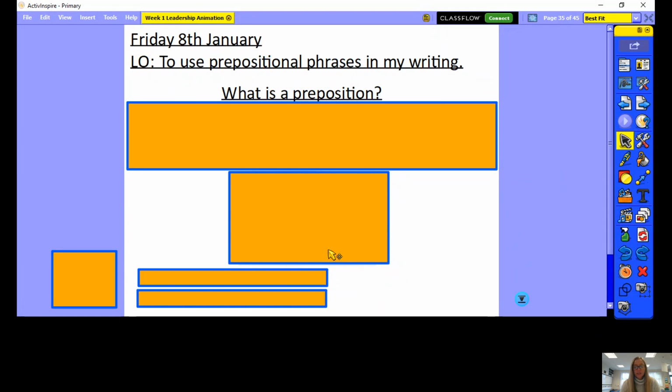So our learning objective today is to use prepositional phrases in my writing. So pause the video now while you get everything ready and write your learning objective and date and underline these.